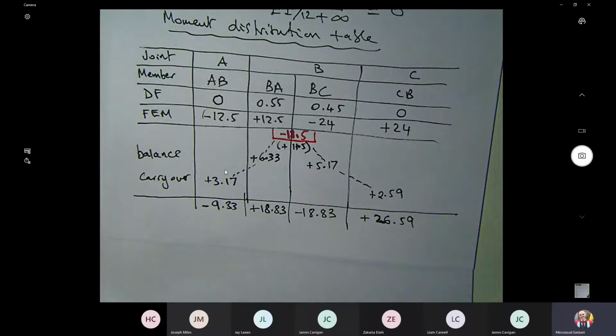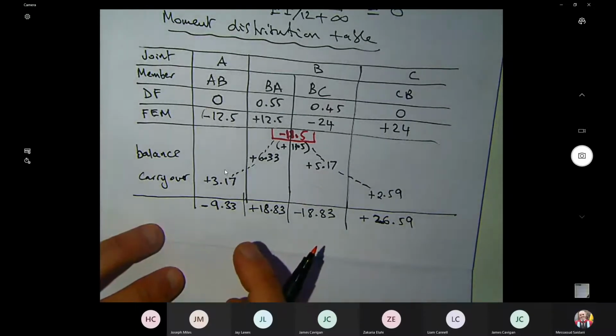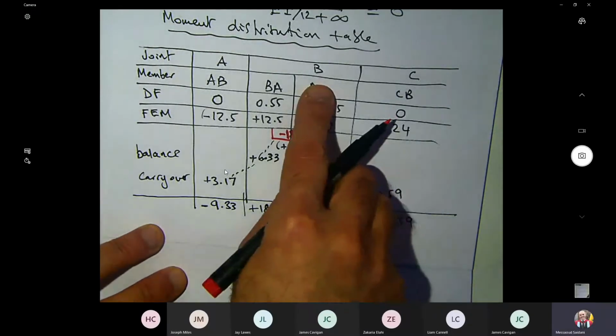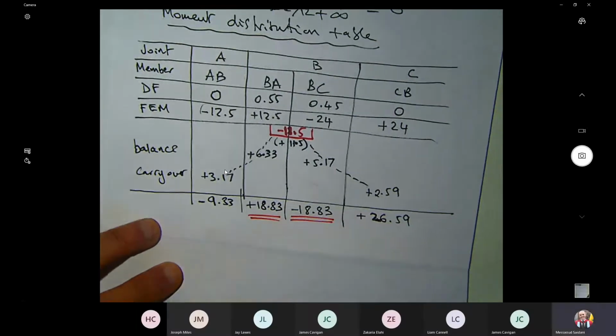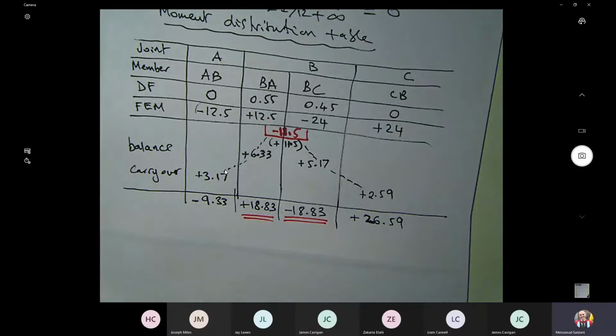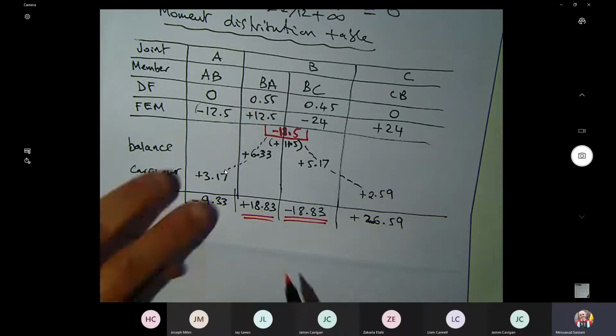So what do you notice here? What do you notice at joint B, which is the intermediate joint? Equilibrium. So what's the out of balance now at B? 0. That's it, job done. Because that's all we wanted. We wanted to get rid of that 11.5. And it's gone. So now we have equilibrium here.